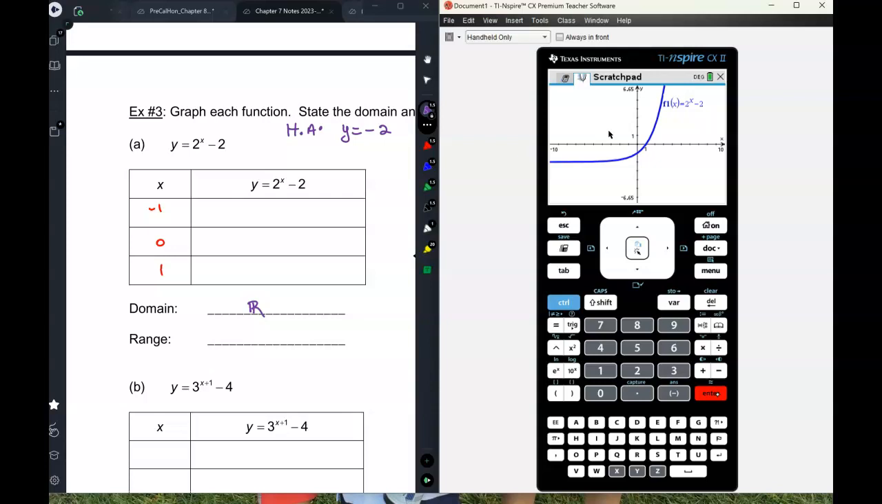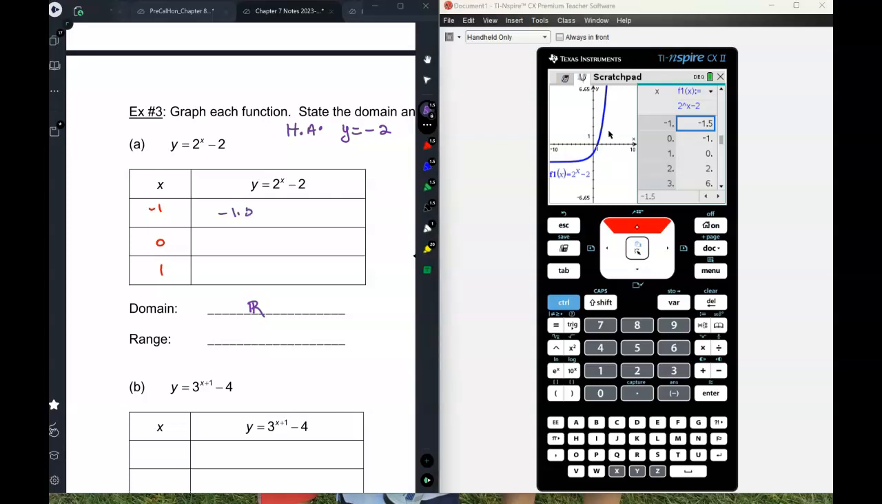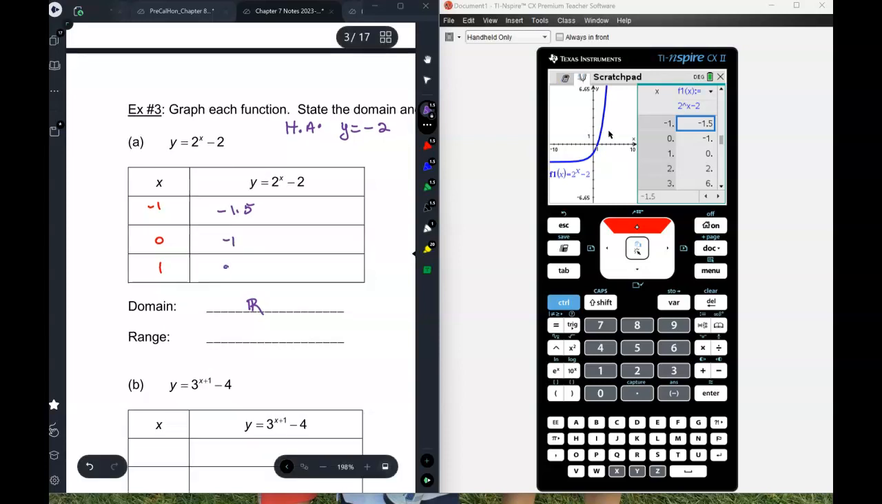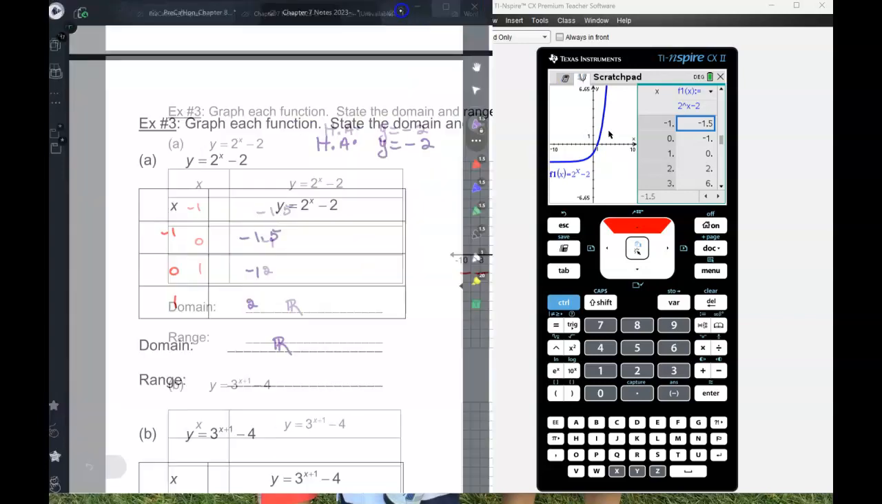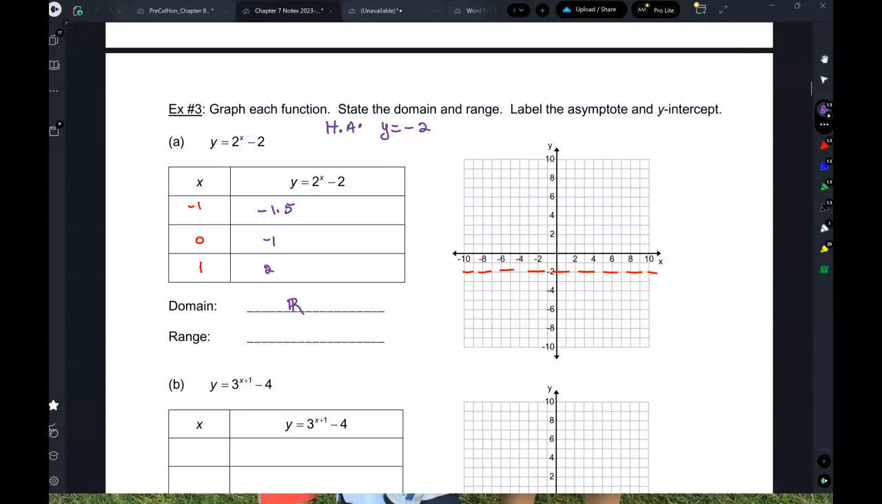Okay? Now, do Control T. It is growth, yes. Control T. At -1, this is -1.5. Right? At 0, it's -1. At 1, it's 0, at 2, it's 2. Do you see how you can do that very, very quickly? So, -1, -1.5. 0, -1. 1, 0. 2, 2.